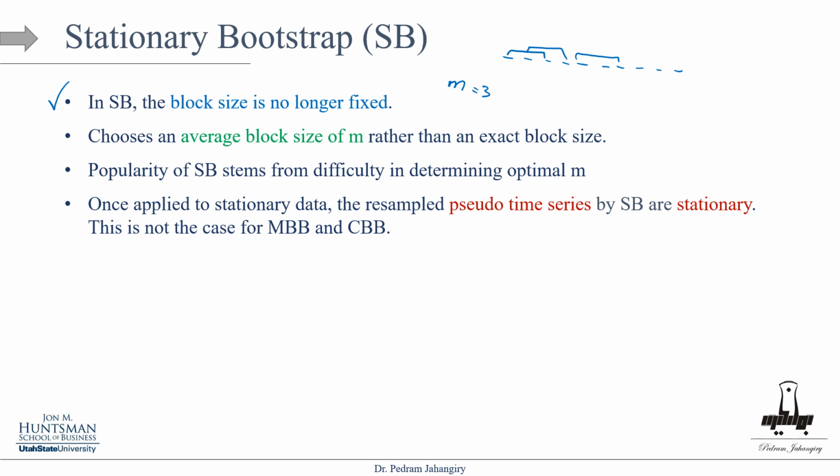So we're going to say that on average, the block size is 3. So maybe I have a block of 2, and then I have a block of, I don't know, maybe without overlapping 4. And as you can see, the average is going to be 3. So the idea is that we can have different size blocks.